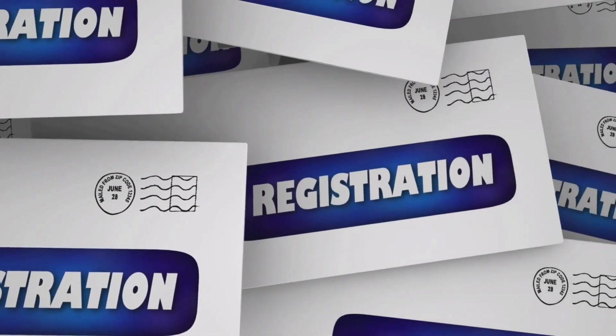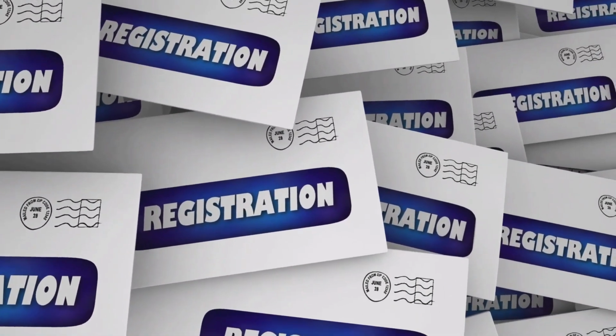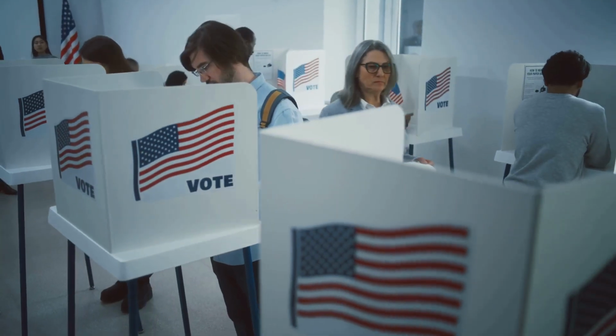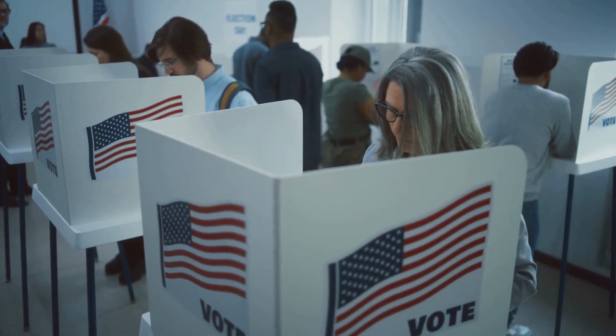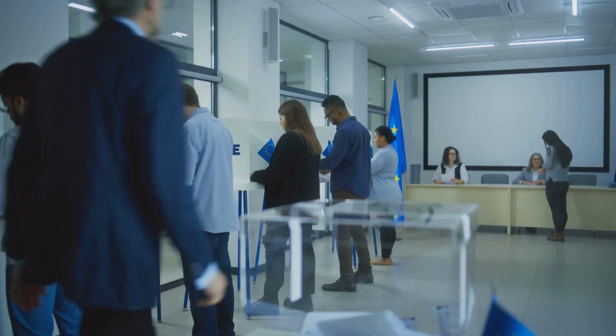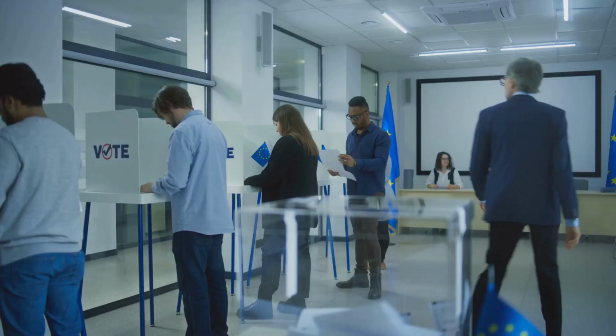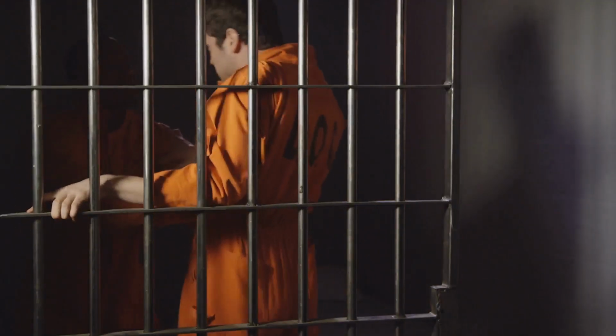Some states require registration weeks before Election Day, which reduces turnout. Voter ID laws can make it harder for some populations, like the elderly and low-income individuals, to vote. Elections are held on Tuesdays, which can be inconvenient for workers. Some states restrict the voting rights of felons, limiting participation.